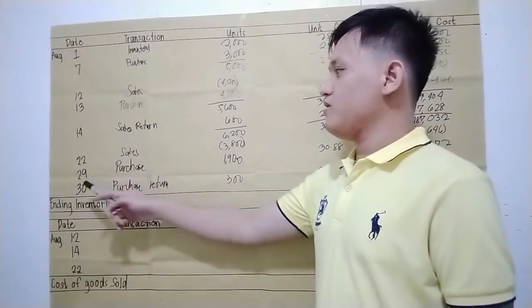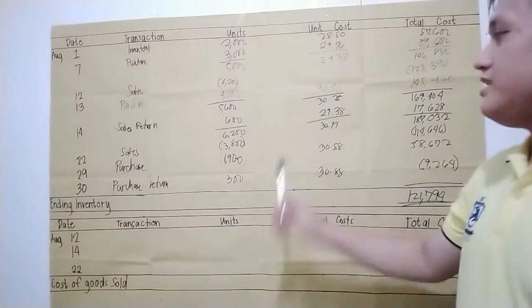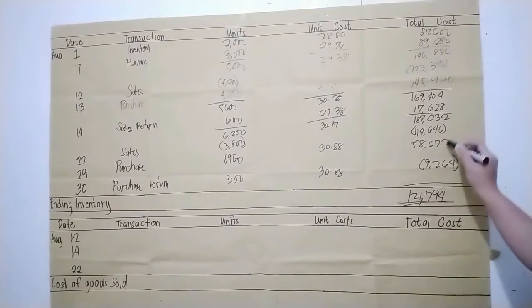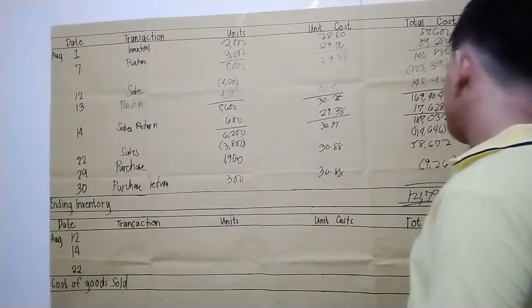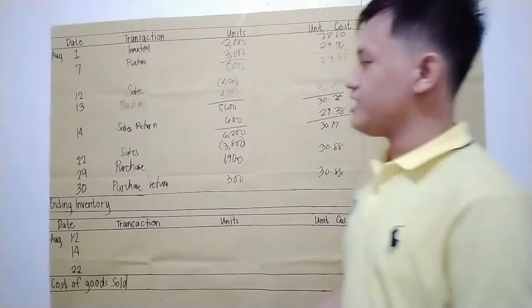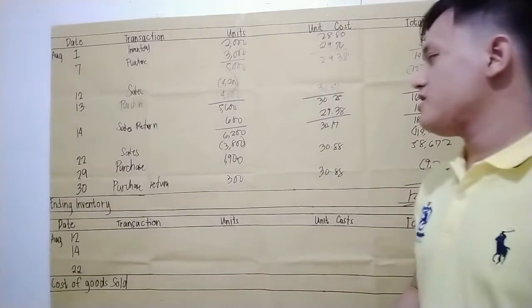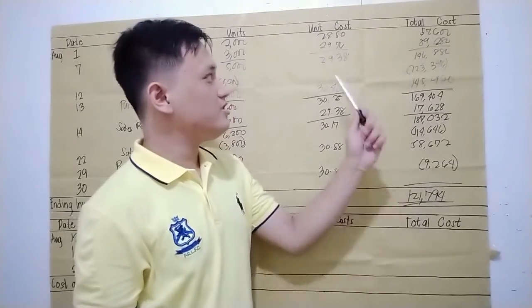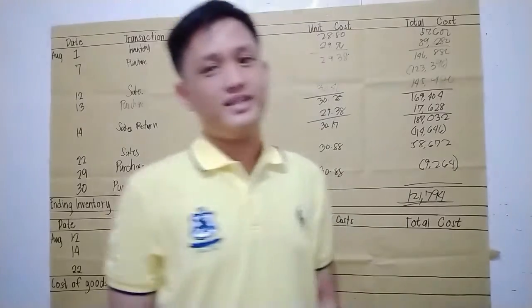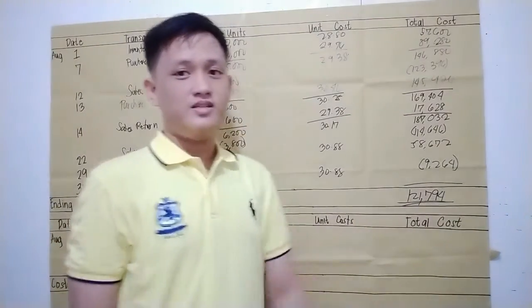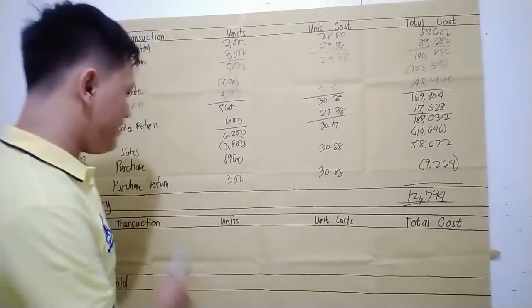Next is August 29, it has a purchase and it has units of 1,900. Its unit cost is 30.88. It has a total cost of 58,672. Then, lastly, on August 30, it has a transaction of purchase return. Its units is 300. Its unit cost is 30.80. And its total cost is 10,264, which is to be deducted. So we have to add this one and deduct all. So our ending inventory now is 121,794. So we already have an ending inventory.